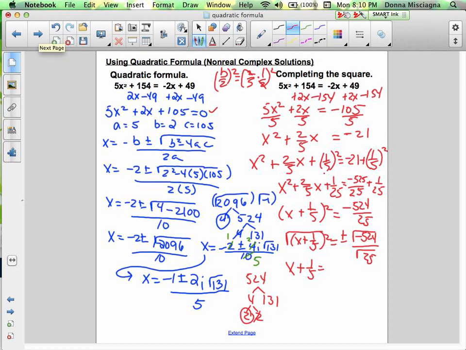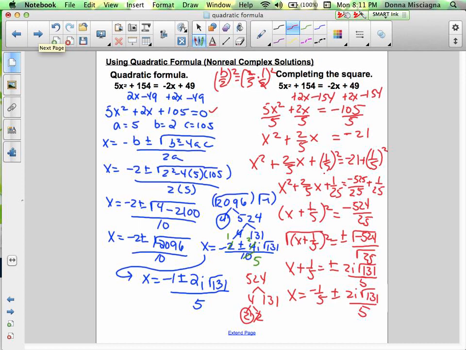All right, so we have plus or minus, and then it's an i, right, because it's negative, 2i square root of 131, and then square root of 25 is 5. Now we just got to add or subtract 1/5 from both sides. X equals negative 1/5 plus or minus 2i square roots of 131 divided by 5. Did we get the same answer? Yes, we did. That's good.